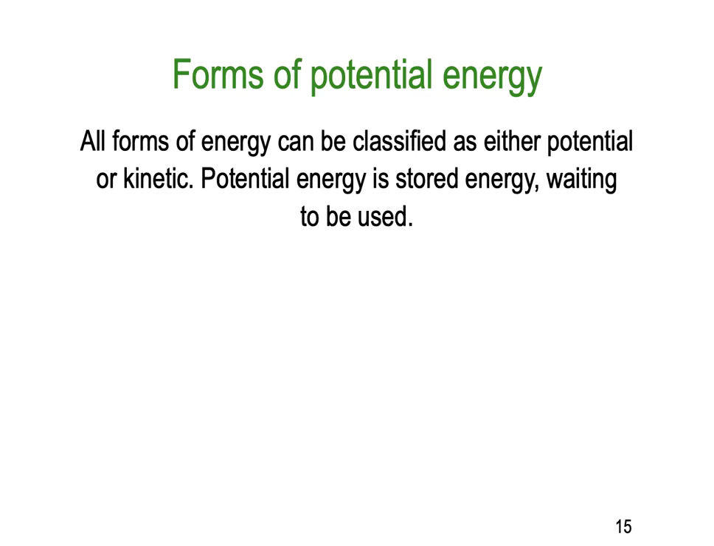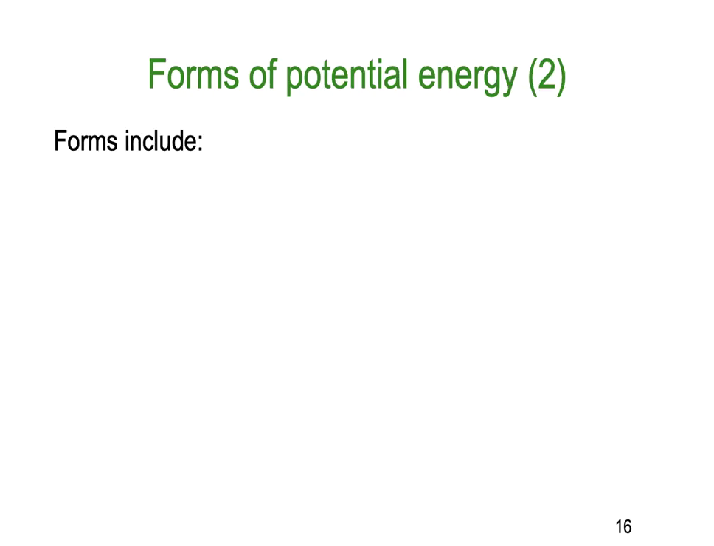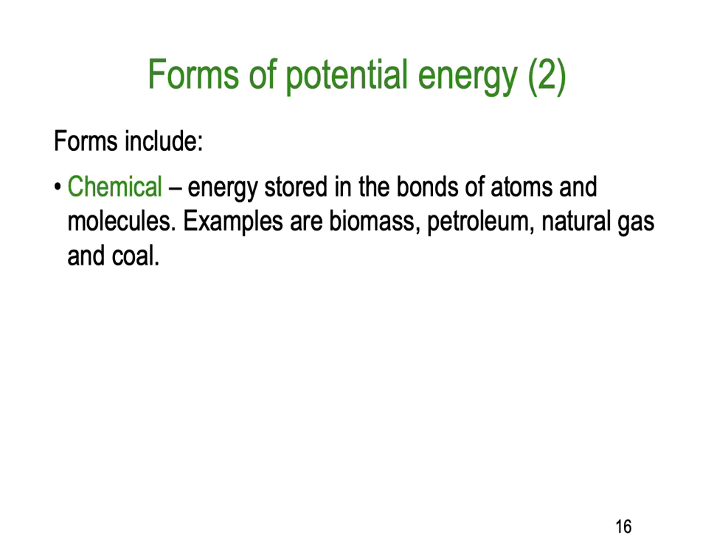So, different forms of potential energy. All forms of energy can be classified as either potential or kinetic. Potential energy is stored energy waiting to be used. So forms of potential energy include chemical energy stored in a battery. That's potential energy. While it's stored, the energy is stored in the bonds of atoms and molecules. So some examples are biomass, petroleum, natural gases, coal. These are all chemical forms of energy.